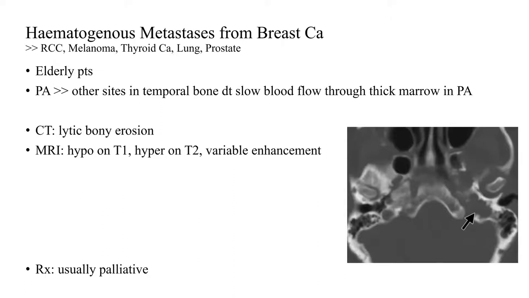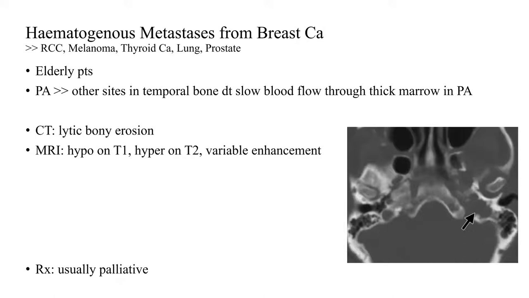Then the last category of malignancies would be hematogenous metastases from other primaries. And the most common lesion is from breast cancers. Of all the metastases in the petrous apex, breast is the most common primary. The other less common primaries would be renal cell carcinoma, melanoma, and thyroid carcinoma. Those are quite highly vascular metastases, and those would then also give a differential diagnosis of a vascular tumor, like a glomus tumor. And then the not so vascular metastases would be from lung and prostate primaries. Obviously, metastases would usually occur in elderly patients.